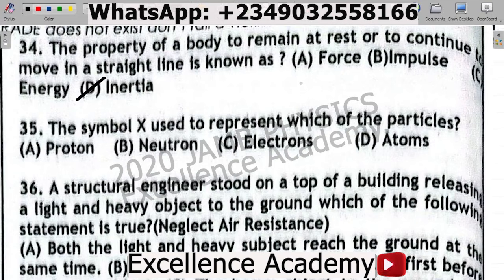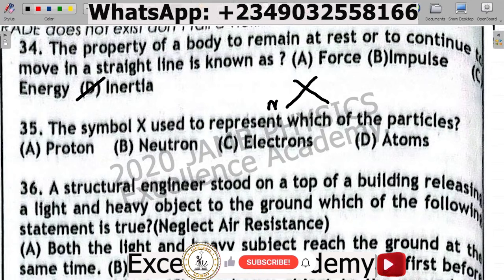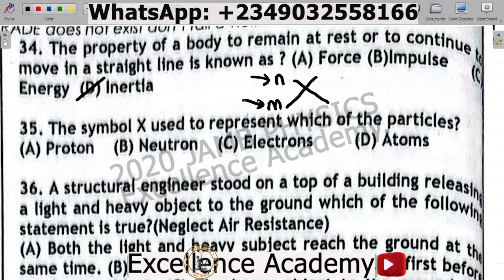So for an element, you'd have something like X, like this. You have M here, where M is its atomic number, also known as the number of protons, and N here is the mass number or atomic mass, which is the number of protons and neutrons. Basically, X here is used to represent the atom of an element. So for this question, the answer will be D. It is used to represent an atom of an element.